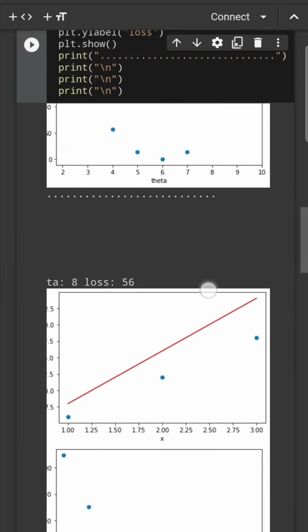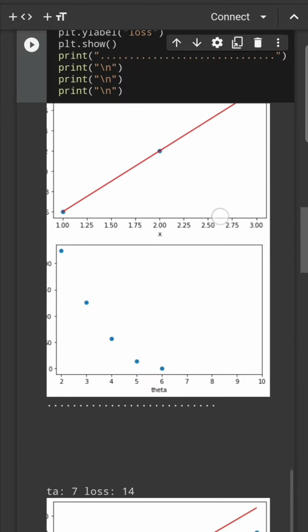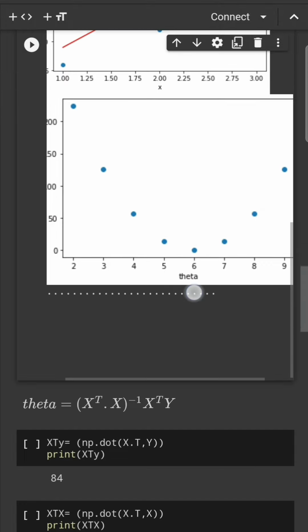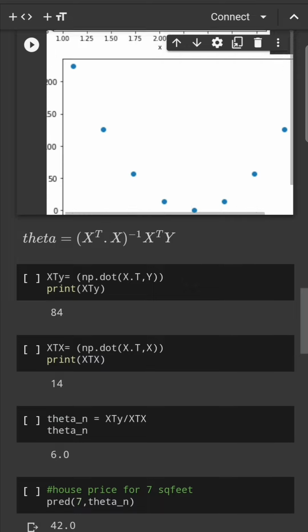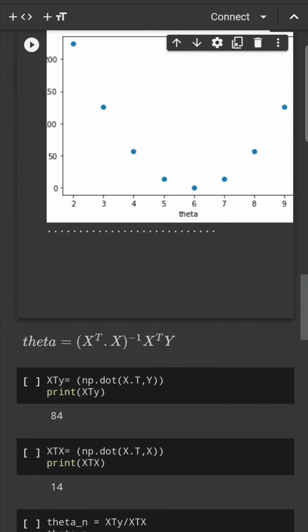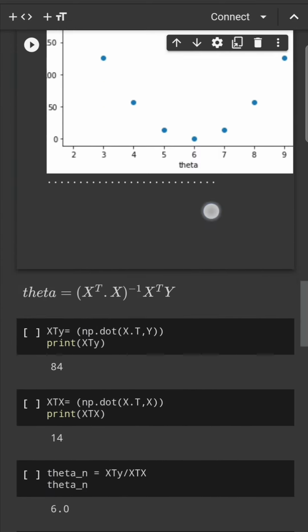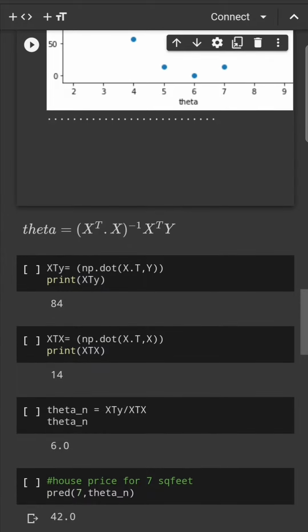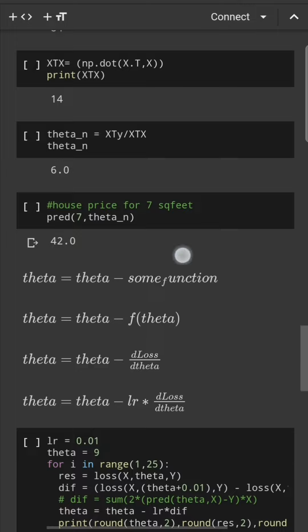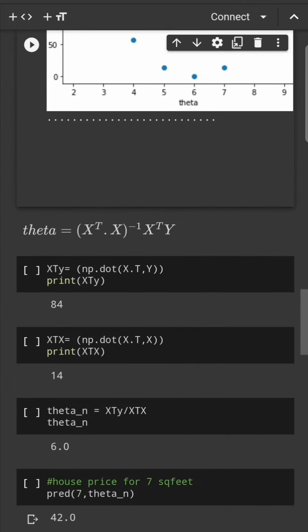We already found theta by the hit and trial method, but this time we were lucky in this one. That doesn't work every time, and you can't even plot a lot of numbers. Okay, so this method is called the normal equation, and now we will learn about gradient descent, another method to find theta which is better than this one.